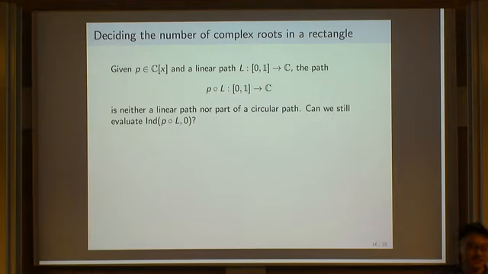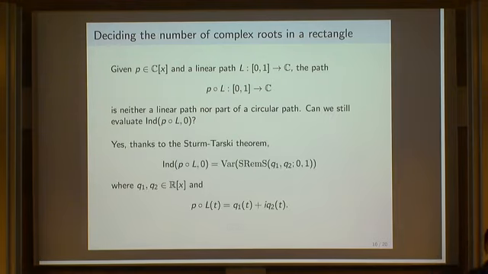The answer is yes. And thanks to the Sturm Tarski theorem, we can actually reduce this evaluation into some remainder sequences. Here, Q1 and Q2 are the real and the imaginary part of the polynomial P of L. So you see the left-hand side of this equation, we can execute it.